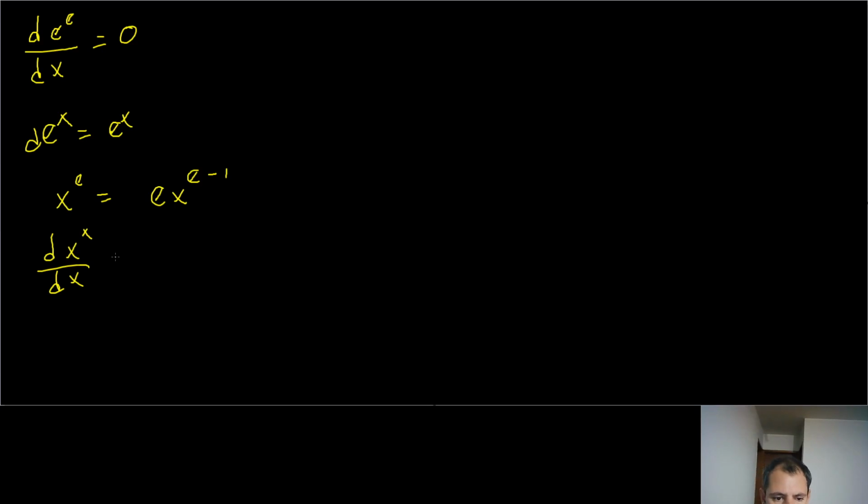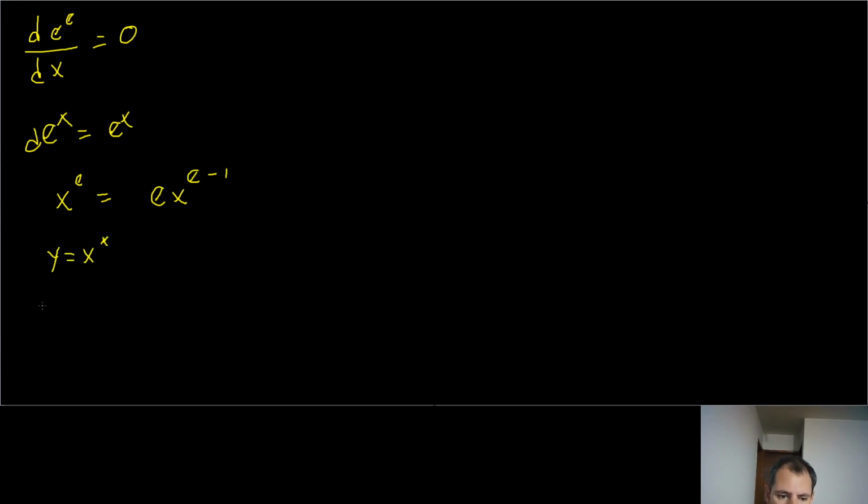Now, this is going to be equal. What is the derivative of this? Well, this is kind of complicated, right? Because you have x everywhere. So let's just say one thing. Let's do y equals x to the x.